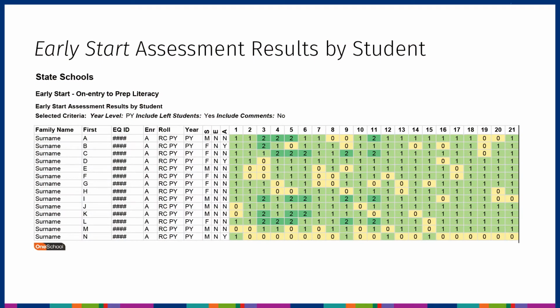The Early Start Assessment Results by Student report allows teachers to see at a glance student responses for a complete assessment. It allows the teacher to target particular student learning strengths and areas that may require support. It also allows teachers to set goals with individual students in literacy and numeracy.